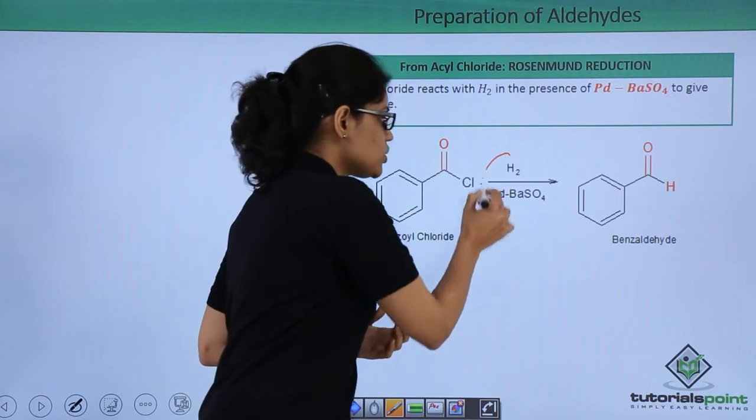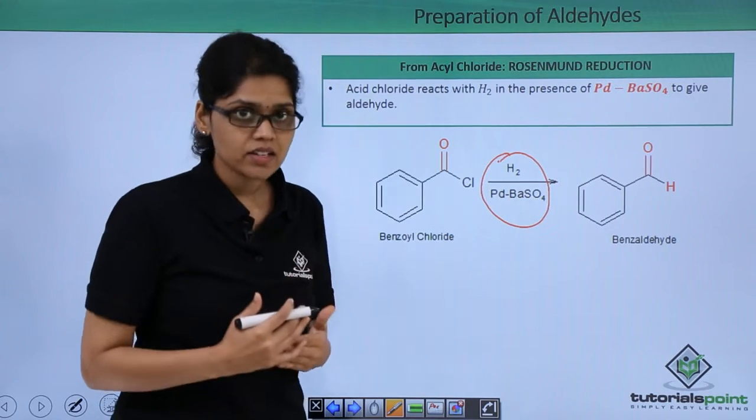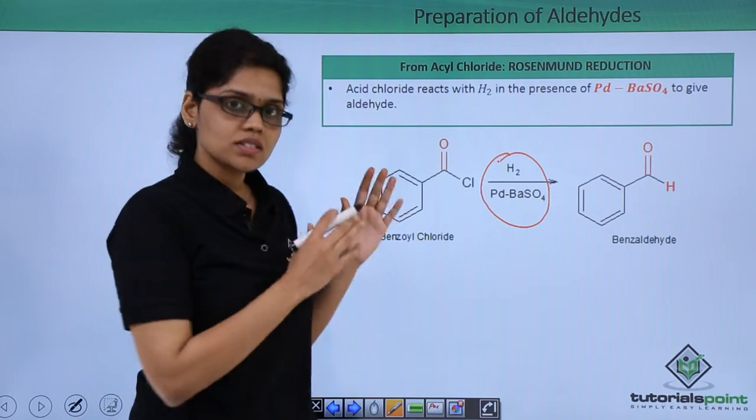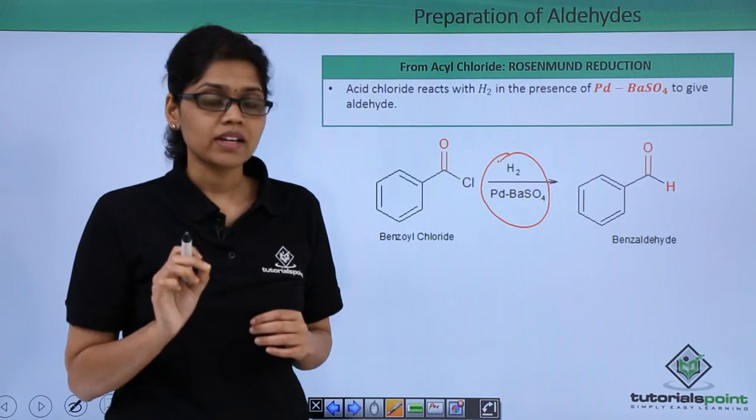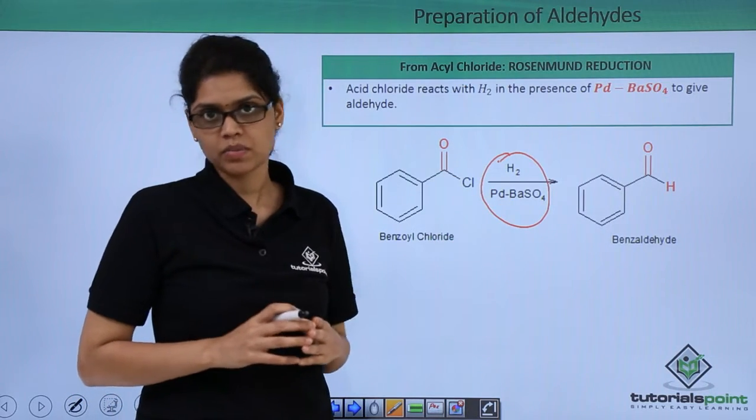When it reacts with hydrogen in the presence of Pd/BaSO4, you can see the reduction takes place and it gives a corresponding aldehyde, which is benzaldehyde. Now this is what happens in Rosenmund reduction, where your starting material is an acid chloride and your reagents are nothing but hydrogen and palladium BaSO4 complex.